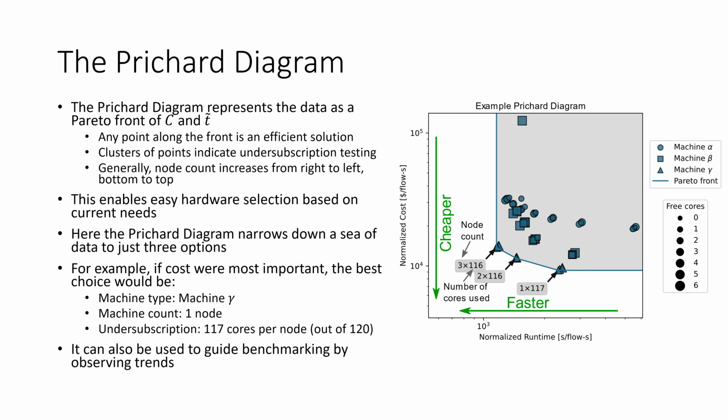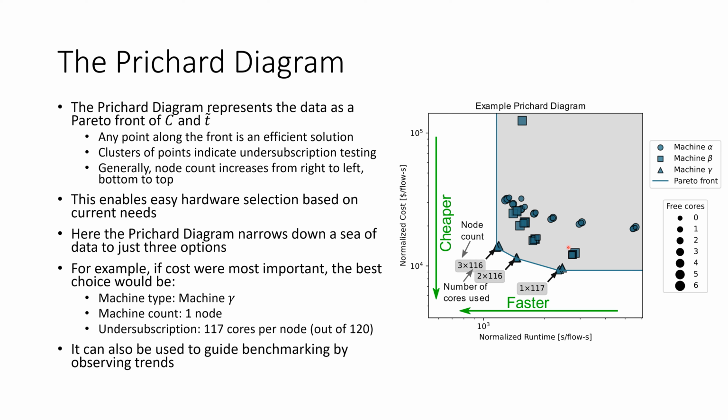Additionally, it can also be useful to use the Prichard diagram to guide future benchmarking. So perhaps you haven't finished your benchmarking and you're not really sure where to test. Well, here we could look at the plot and see, okay, while machine beta was not on the Pareto front at any of these stages, it does have this downward trajectory, so maybe it would be worth testing a little further this way.